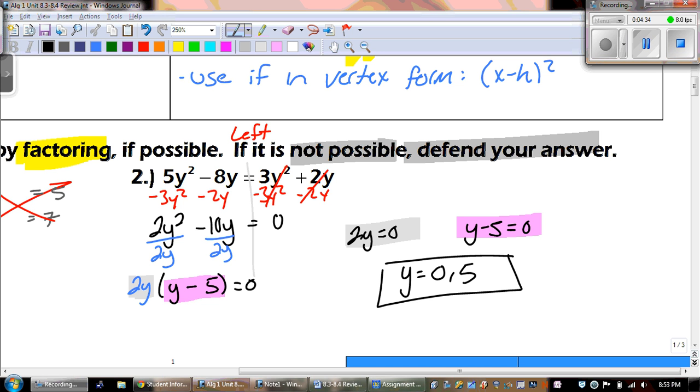Okay, so the first thing I did was I factored out the GCF of the 2y. My GCF comes out front and we're left with 2y times the quantity y minus 5 equals 0. I set each one of those equal to 0 to get our two answers of y equals 0 and y equals 5.